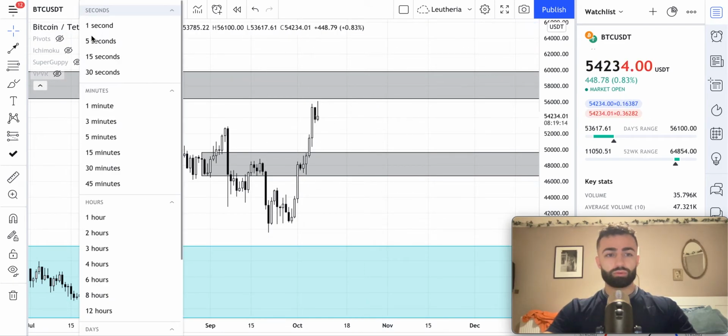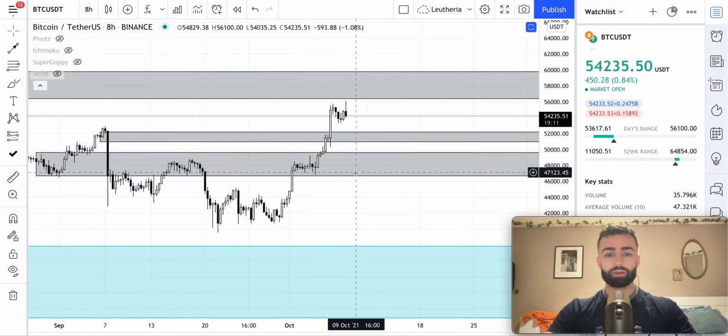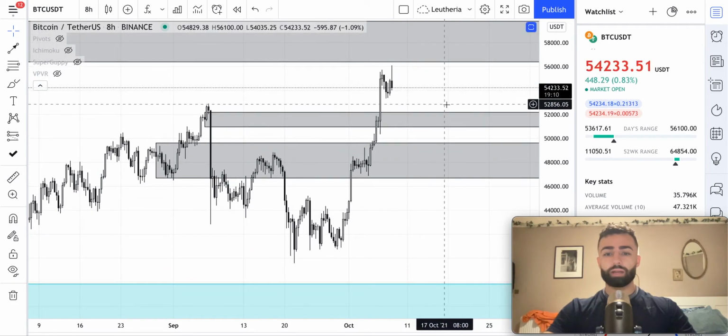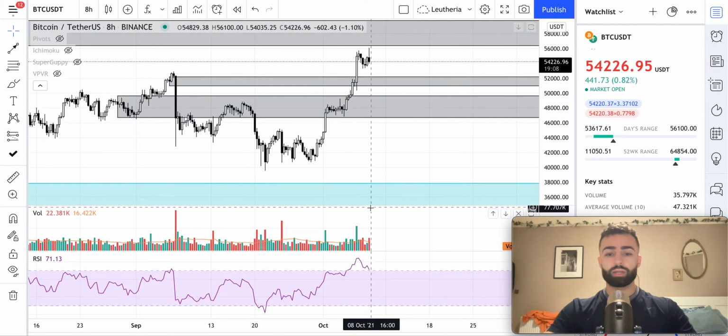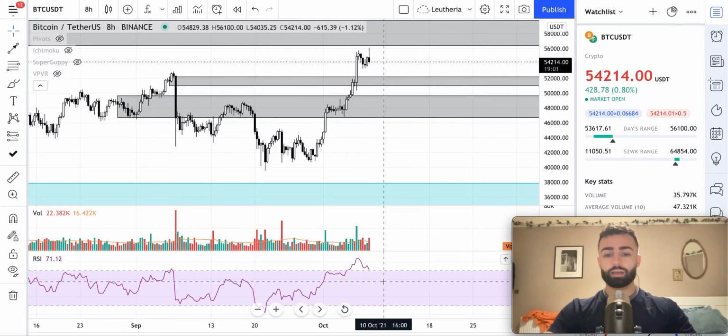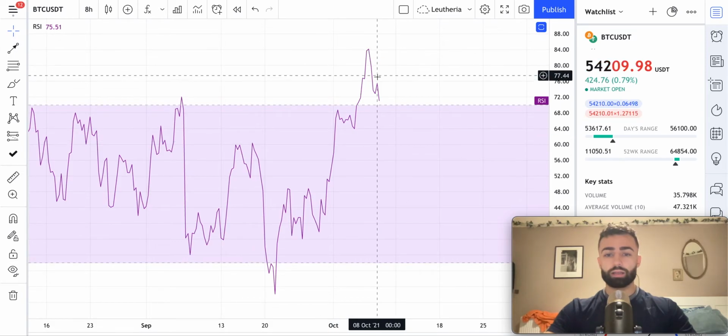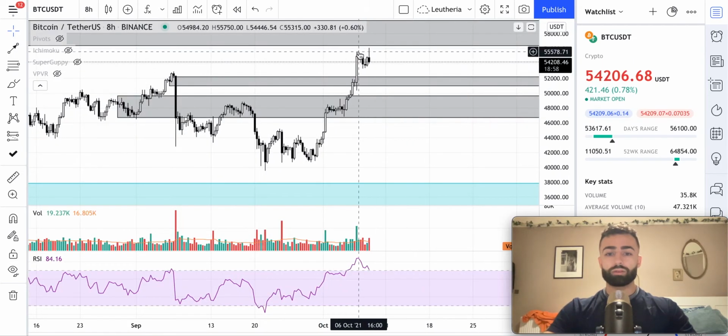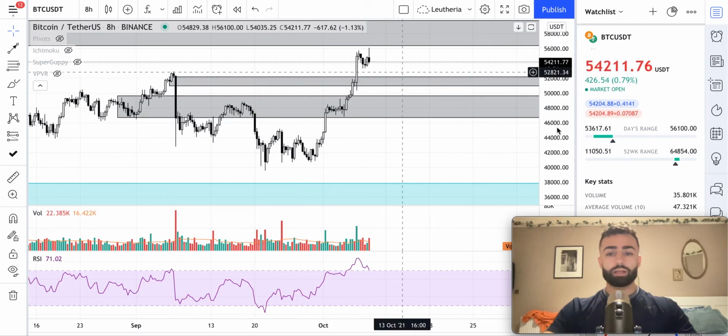In terms of support, we can go down to the 8-hour time frame. We can see that right now in about 19 minutes, it's likely we're going to be forming a bearish divergence here with a higher high in price, but a lower high in the RSI. If we zoom in, we can see here's a high, here's a lower high in price. We have a high and a higher high. That is bearish.